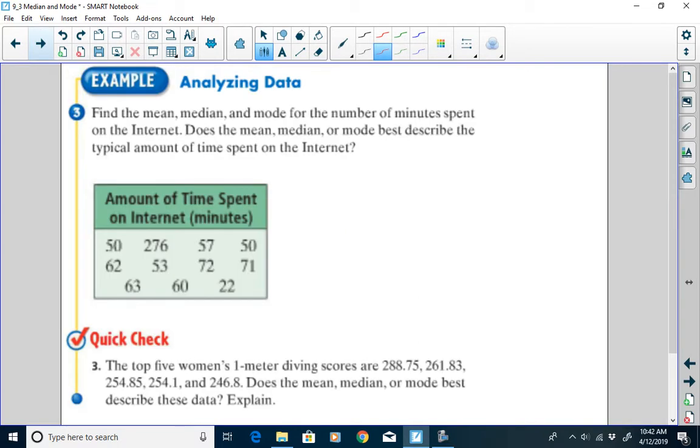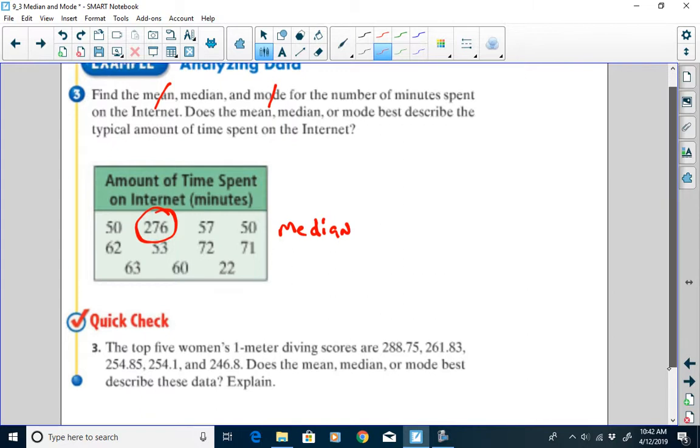All right, let's continue. Our example says to find the mean, median, and mode for the number of minutes spent on the internet. Does the mean, median, or mode best describe the typical amount of time spent on the internet? If we're looking at the data, we see that the data is numerical. So the mode is not going to be your best measure of center. It's either going to be the mean or the median. I see an outlier here, a number that's much greater than all of the other numbers. So your mean would not be your best measure of center, leaving your median as your best measure of center.